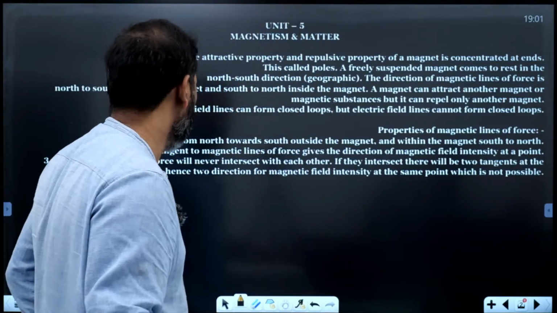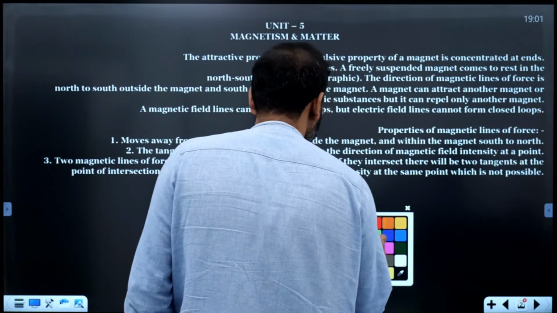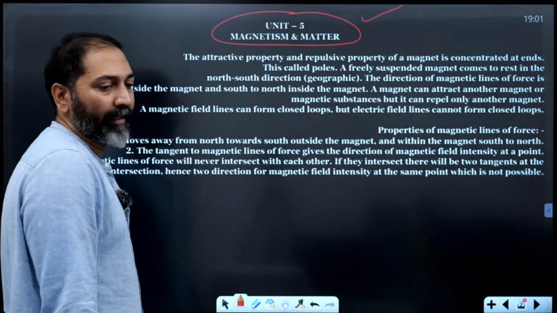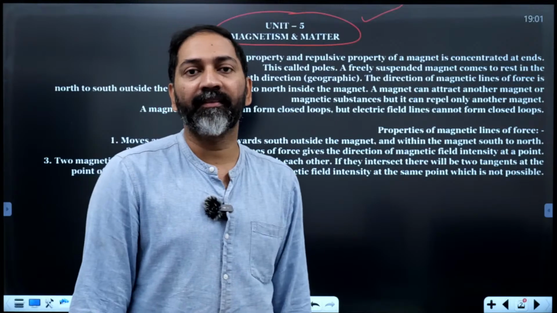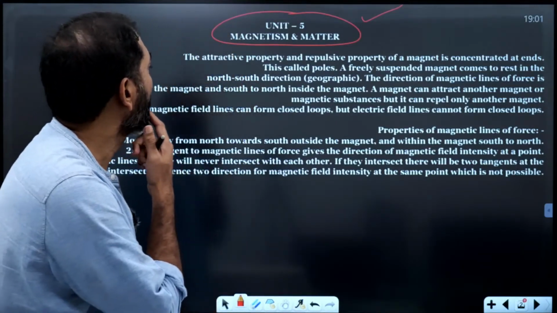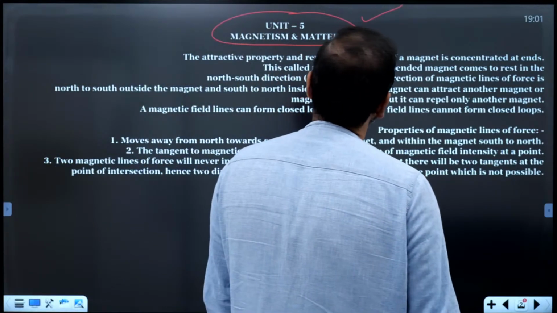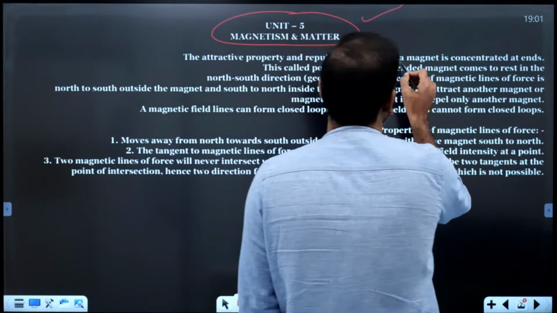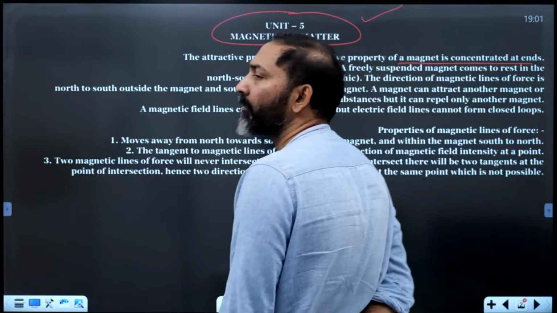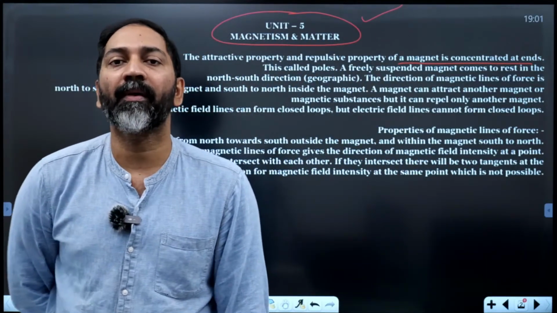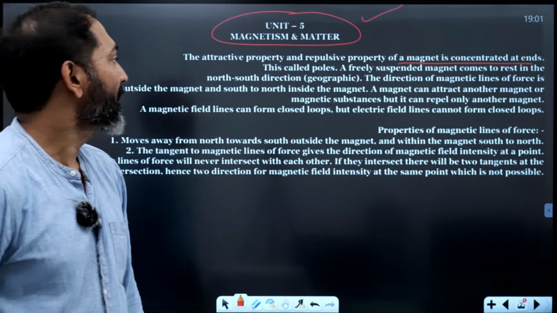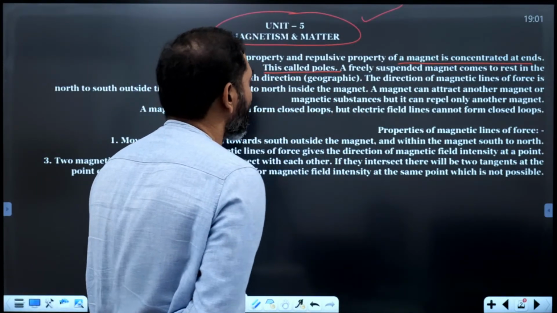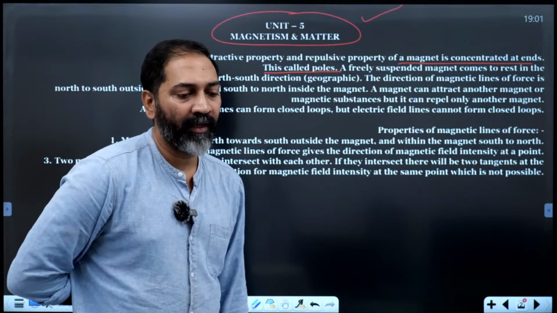What is the chapter name? Today's chapter is Magnetism and Matter. We are starting a new chapter today. The attractive property and the repulsive property of a magnet is concentrated at the ends. These ends are called what? Poles. A freely suspended magnet comes to rest.